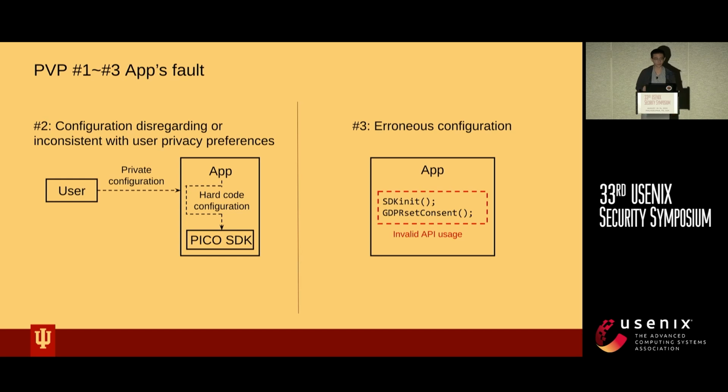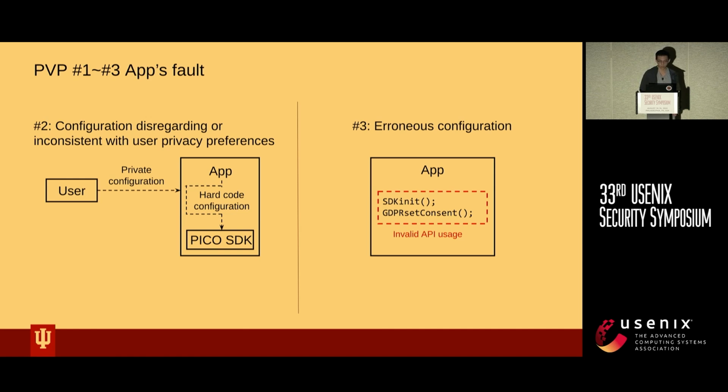Although there is no direct proof of the motivation of those app developers who made this mistake, from the PICO SDK's document, we can see that if the app developer chooses to protect the user's privacy data, then the app developer's income will dramatically decrease.